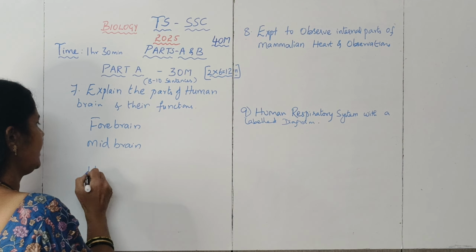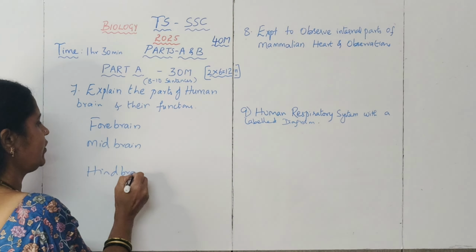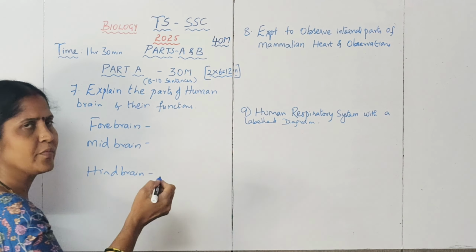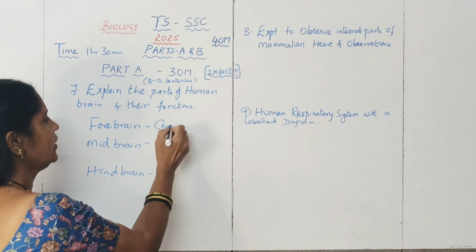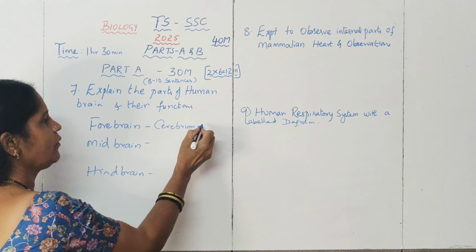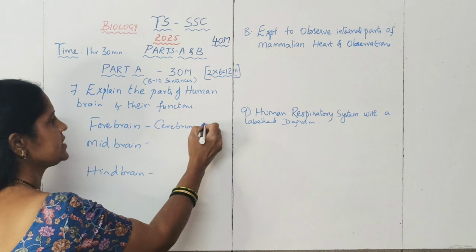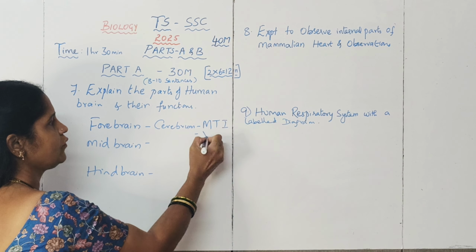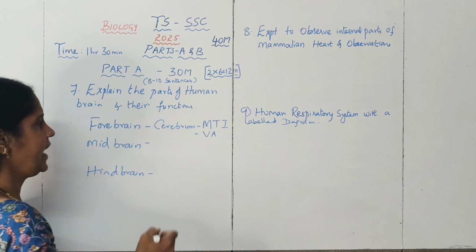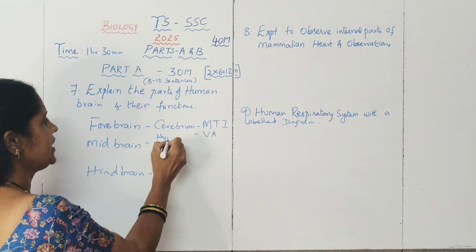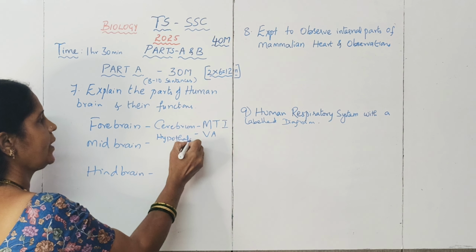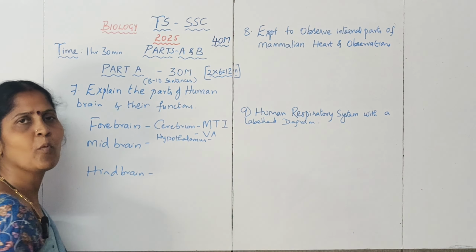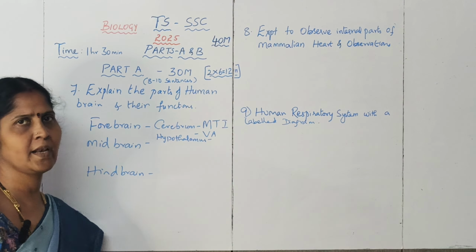In the forebrain, you can write down what all the parts are. We have the cerebrum as the main part, which helps in voluntary functions. It is also responsible for memory, thinking, intelligence, and the voluntary actions. Then we have the hypothalamus region, which is responsible for controlling body temperature, and it has the pituitary gland there.